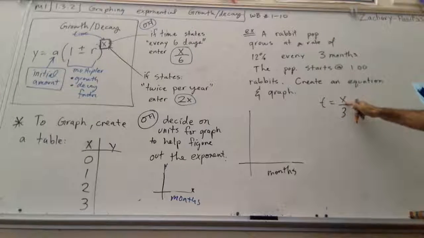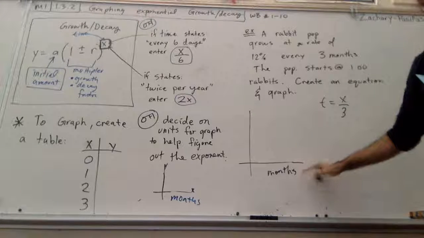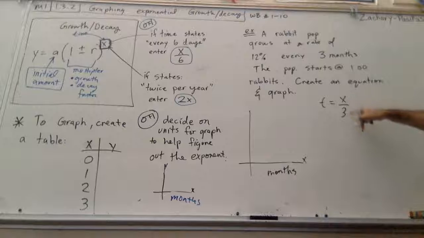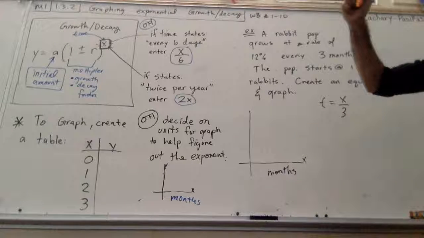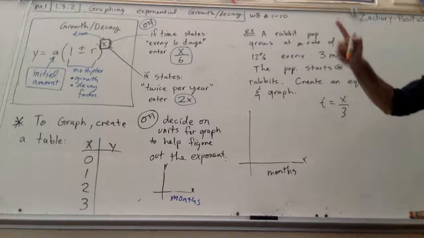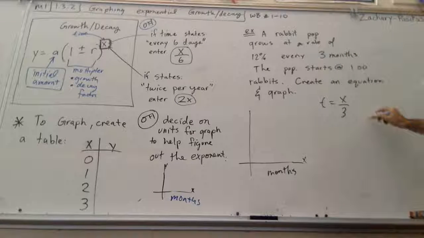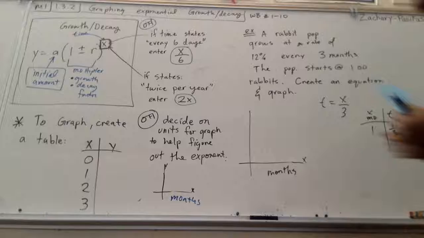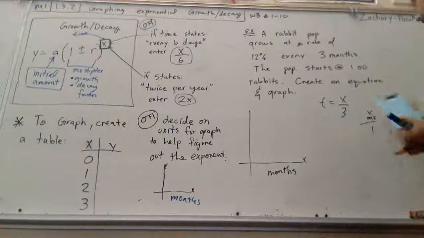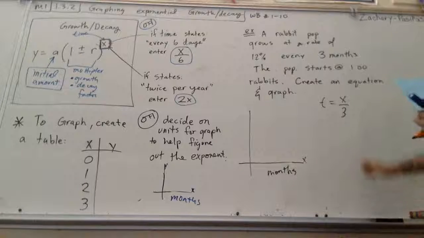Because my units are in months, I decided my x-axis is in months. I'm going to make it x over 3 because after 1 month, I haven't got my 12% growth. Right? At 1 month, when x equals 1, my time would be 1/3. My exponent would be 1/3. I haven't gotten through the 3 months that I need in order to have this growth. So we have our time.